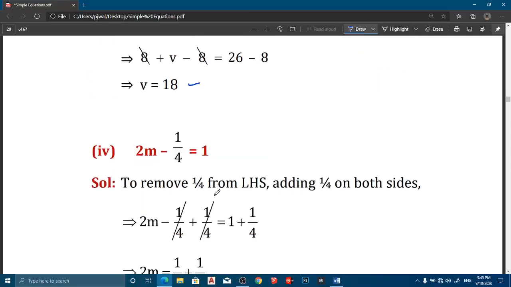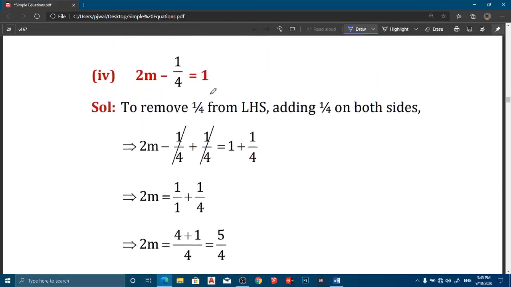The next: 2m minus 1 by 4 is equal to 1. Here we want only the m value. So first you have to remove this 1 by 4. But it is a negative number. So to remove this negative number, we have to add positive 1 by 4 on both sides. So I am adding plus 1 by 4 here and here. So this minus 1 by 4 plus 1 by 4 gets cancelled here. So here this is 1 plus 1 by 4. So now it is 2m is equal to 1 plus 1 by 4.